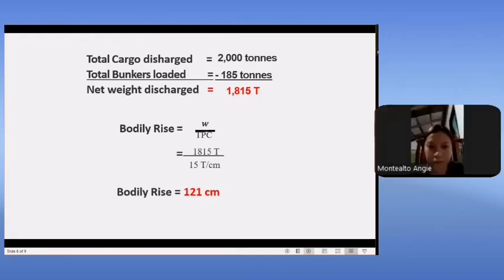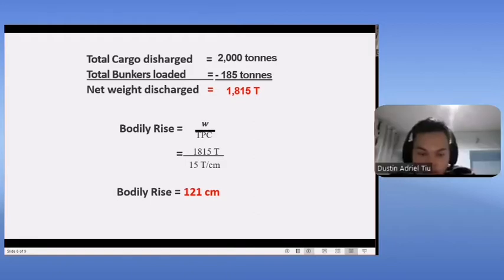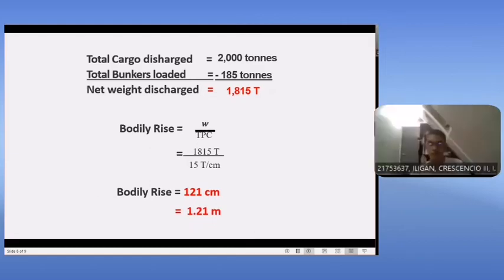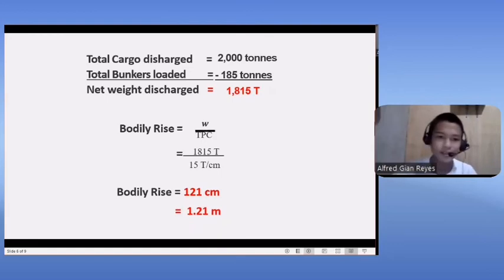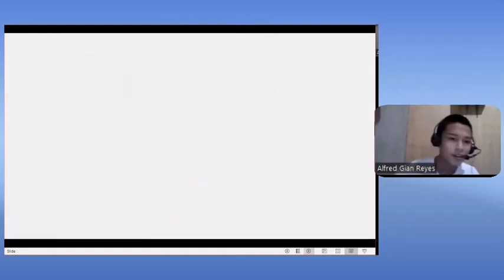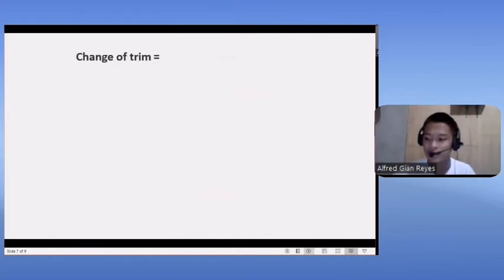So 1,815 tons divided by 15 tons per centimeter is equal to 121 centimeters, or in meters, 1.21 meters. So that's for the bodily rise. Next, we'll have Angie for the calculation of other givens.